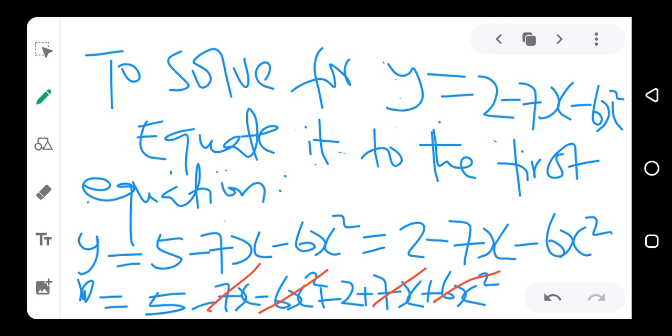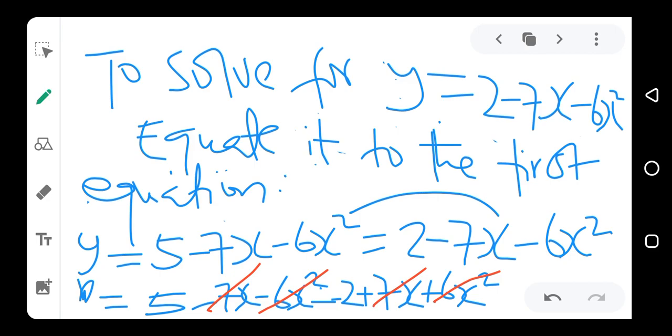Now, bringing this one to this side, it becomes minus 2, then plus 7x plus 6x squared. This one has minus here; coming to this side, it becomes plus, and the second one also has minus, so it also becomes plus. The 2 has plus, coming to that side, it becomes minus.